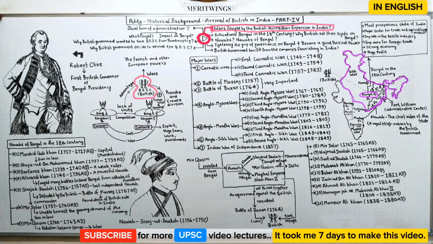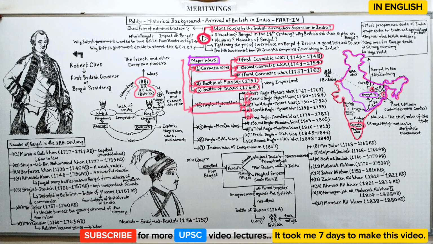Okay? The British fought many wars in India from time to time, of which the first is the Carnatic War. Friends, the British fought 3 wars in Karnataka, India, in which the first Carnatic War lasted from 1746 to 1748. The second Carnatic War lasted from 1749 to 1754. And the third Carnatic War lasted from 1757 to 1763. After this, the British fought the Battle of Plassey in 1757 and the Battle of Buxar in 1764.